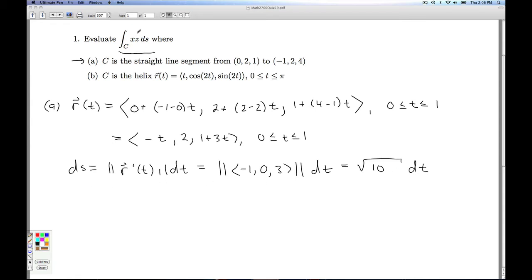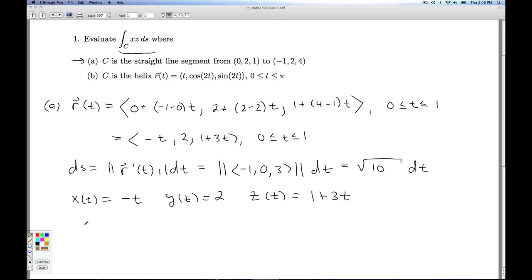I look at the rest of my integral. I need to know what x and z are. I'm integrating on this curve C. The x is given by -t. So x of t on this curve is -t. y of t, though we don't need it, is the constant 2. And z of t is 1 plus 3t.